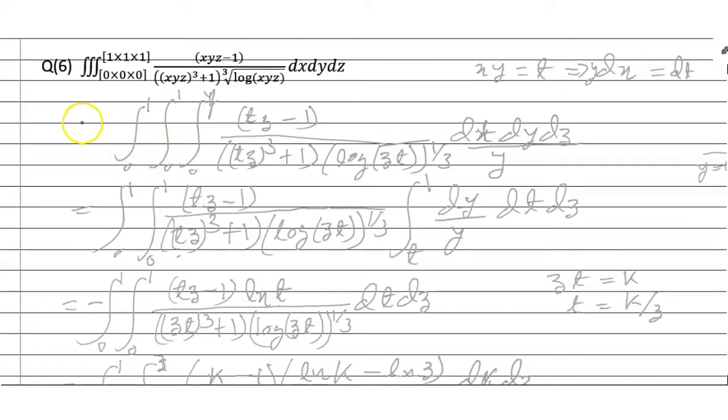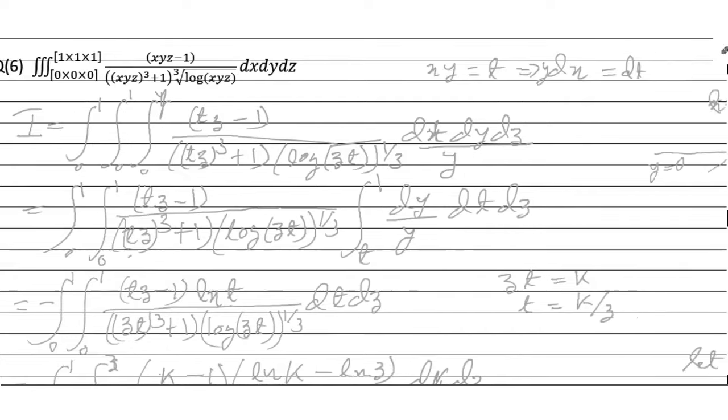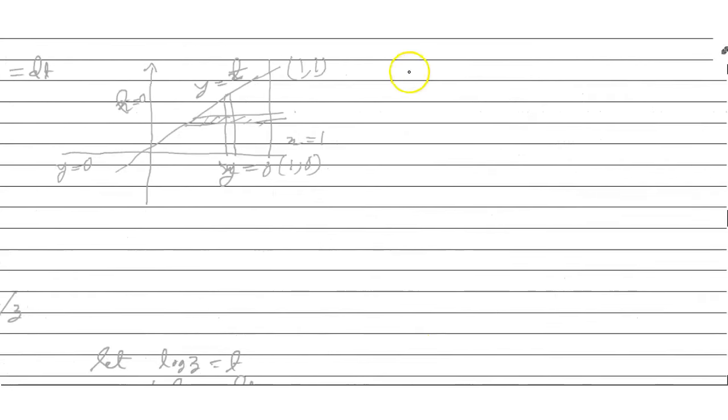This portion I can write, this is capital I. So I equals to, how can I write? I equals to half into 0 to 1 into (k minus 1) log k whole to the power 5 by 3 dk divided by k cube plus 1.